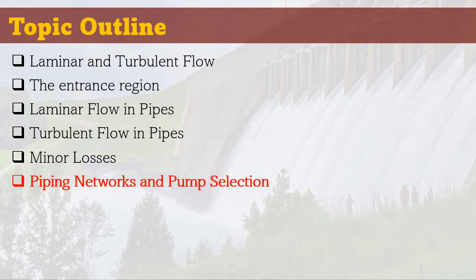So now that we already know the minor losses, I hope that you can already connect it. Say for example, you have bends, you have tees, you have those different cross sections, you have those globe valves, for example, in the piping networks. Then you can compute the total minor losses of all those parts of the piping system. So that will be accounted in the piping networks and pump selection.